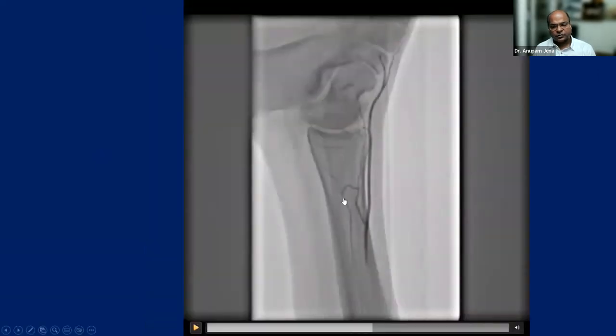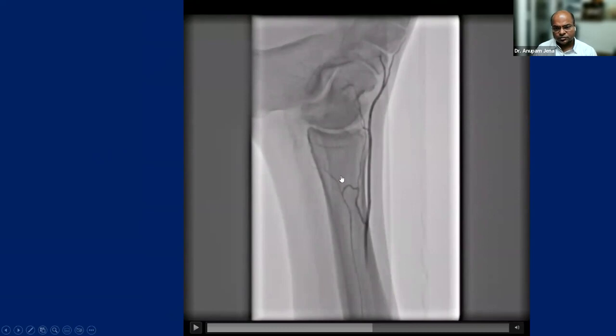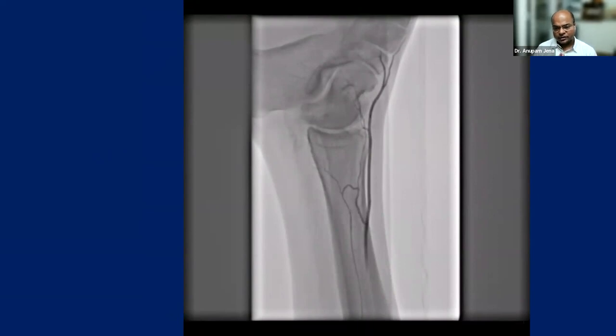As I have told, the peroneal artery is a very important artery because it gives a lot of collaterals to the anterior tibial and posterior tibial arteries. Here there is a very good size collateral supplying the anterior tibial artery. Sometimes these are called hibernating arteries. Hibernating arteries means all these arteries have a good, patent lumen.